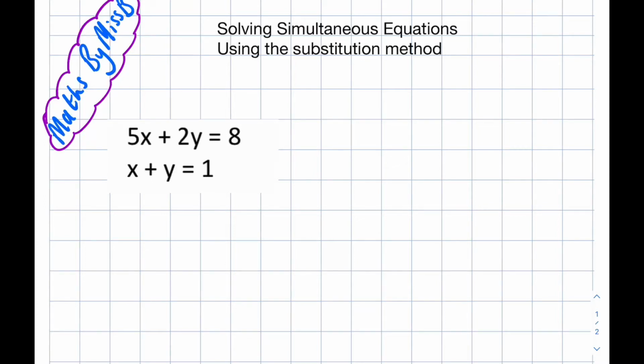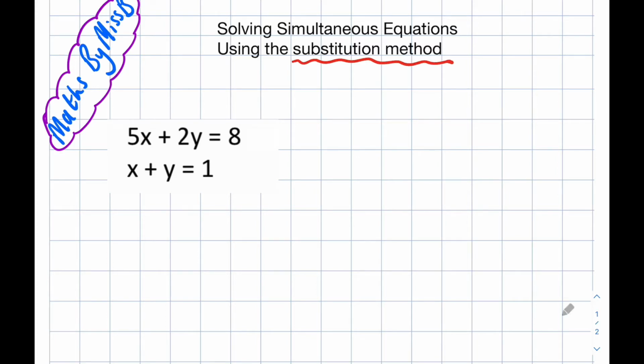In this video we'll be looking at solving simultaneous equations, but this time using the substitution method. In my previous two videos we've looked at solving these simultaneous equations using the elimination method. So let's see what's different here, using the substitution method.